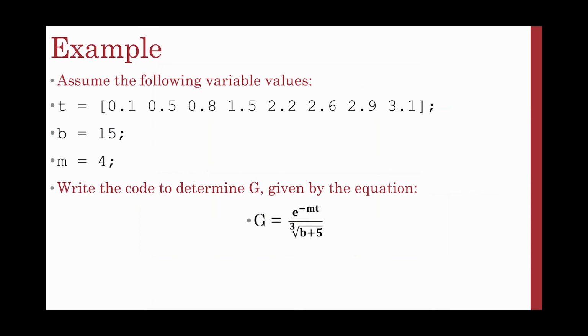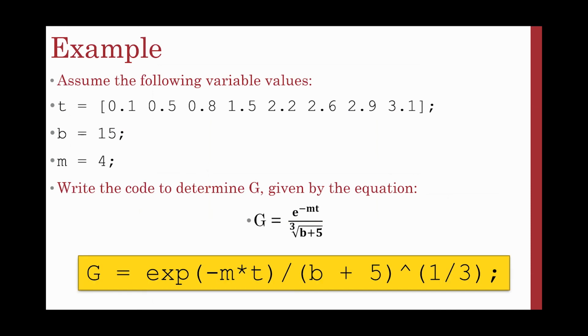One more example, we're trying to write code to determine g, where g is given by e to the minus mt divided by the cubic root of b plus 5. Since everything is a scalar but t, we don't have to worry about our element-wise multiplication, and our exponential function automatically works on each element of t. So there's nothing more that we actually need to do besides just typing the equation into MATLAB.